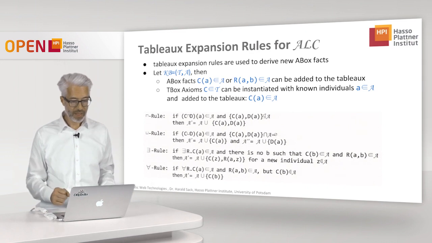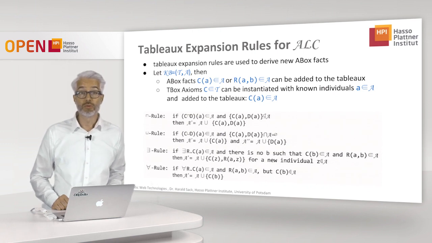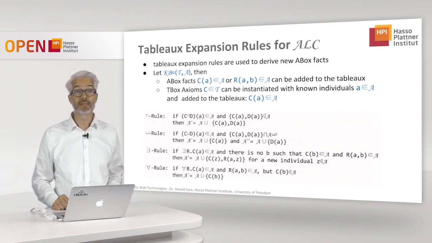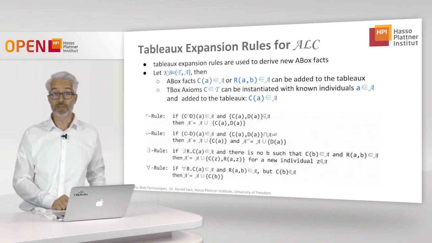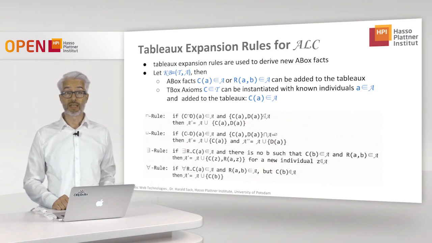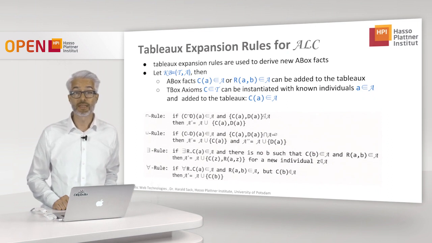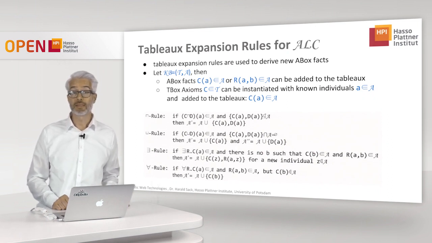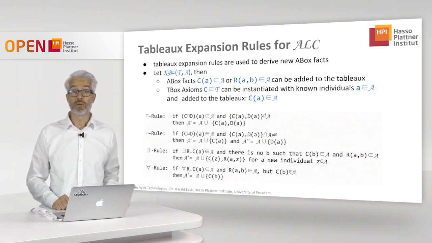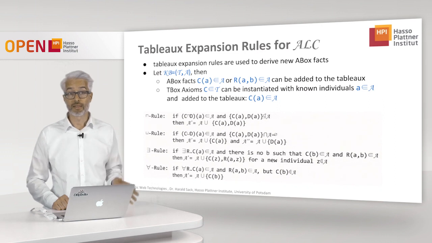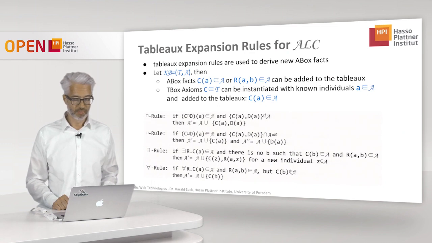So if the conjunction of two, let's say, complex classes C and D instantiated with an individual A is part of the A-box, and likewise the facts that A is a member of C and A is a member of D are not part of the A-box, then you can extend your existing A-box with the instantiation of C and D with this individual A. So this is, of course, the alpha rule, like you know it, but here applied on description logics.